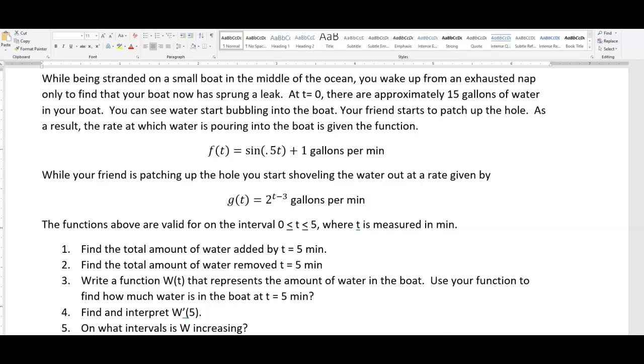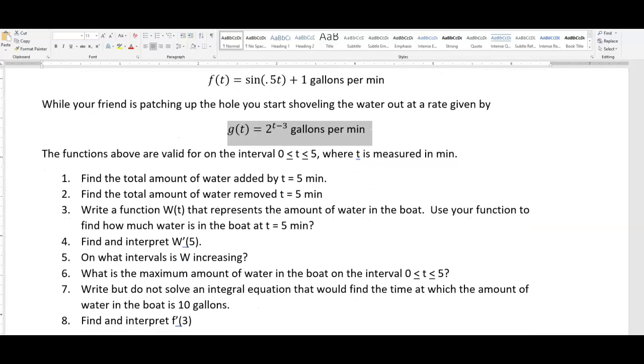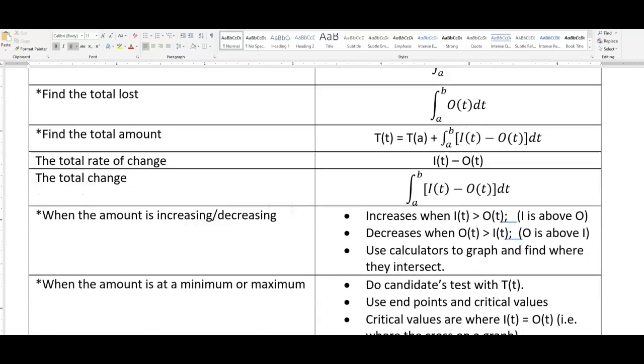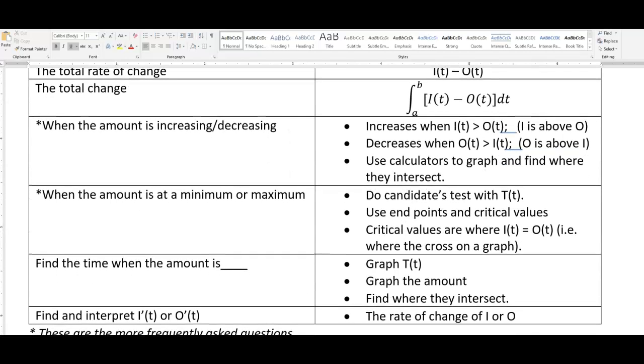Let's go and take a look at number 5. On what intervals is W increasing? So we will go back to our reference sheet for that. That's a pretty common type of question. When is the total amount increasing or decreasing? So it's increasing when the rate in is greater than the rate out. It's decreasing when the rate out is greater than the rate in.